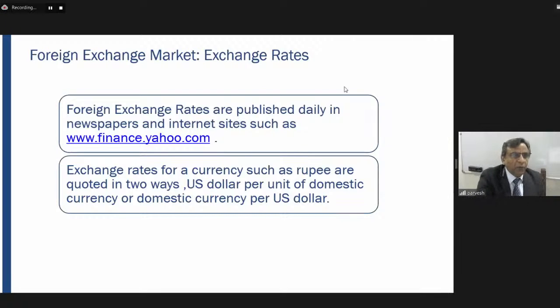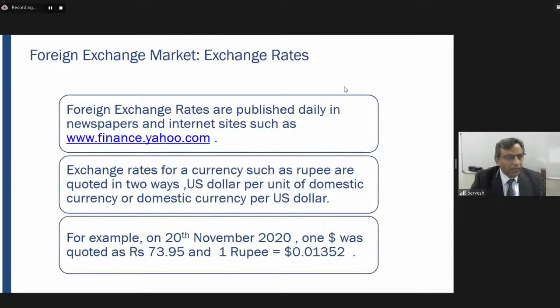The exchange rate for a currency such as the rupee is quoted in two ways. So let's take an example of US dollar versus rupee. There's always a two-way quote: US dollar per unit of domestic currency, or domestic currency per dollar. The second line, domestic currency per dollar, would mean how much $1 would cost an Indian when he's purchasing a dollar. For example, on 20th of November 2020, $1 was quoted at 73.95.